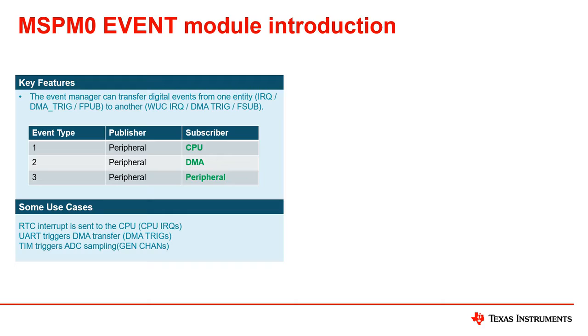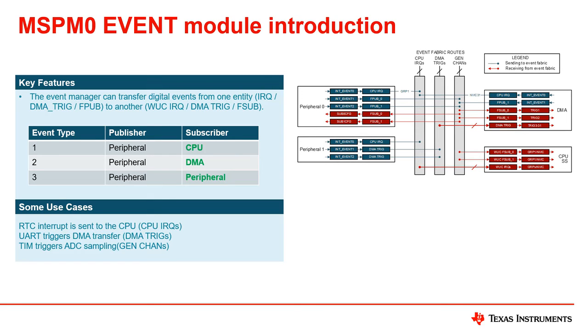The event module is made up of publishers and subscribers. Each peripheral on the chip has different configurations on the ability to publish or subscribe. By connecting a publishing event to a subscribing event, you can allow actions to happen between peripherals without CPU intervention.